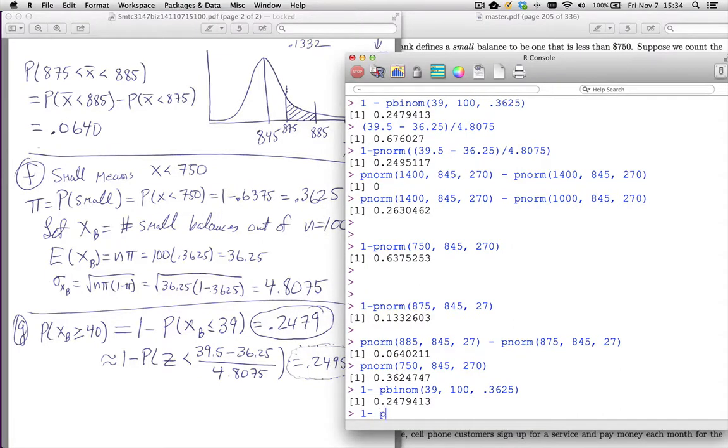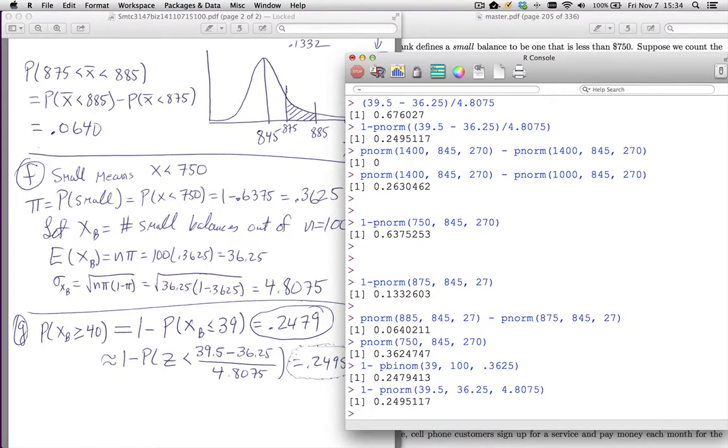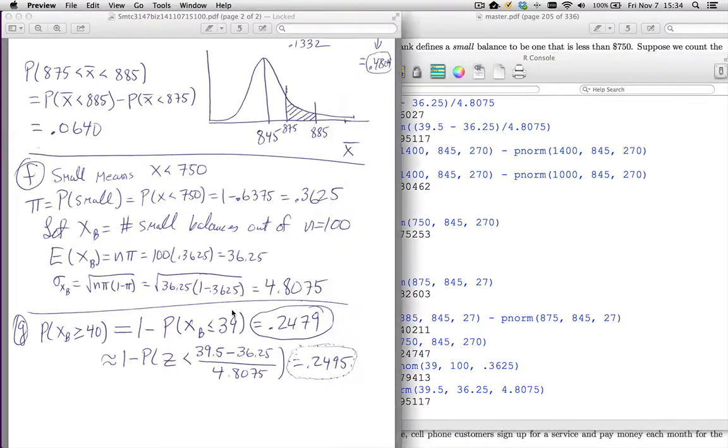This will be 1 minus pnorm. So 39.5, the mean is 36.25, the standard deviation is 4.8075 or so. The answer is 24.95%. That's an approximate answer, which is why I sort of dotted it and wrote it in lighter ink. We're really close. So we're accurate to 2, almost 3 digits.